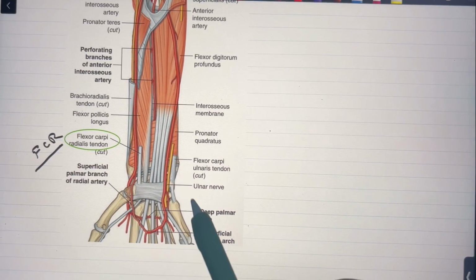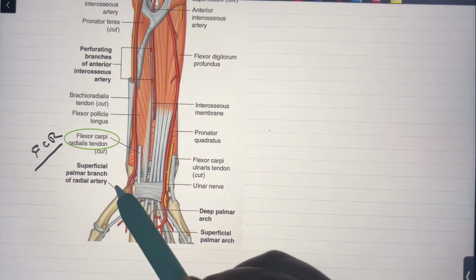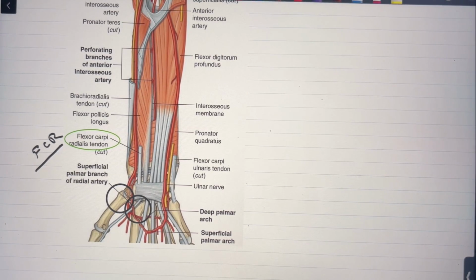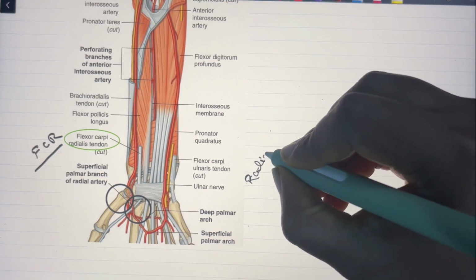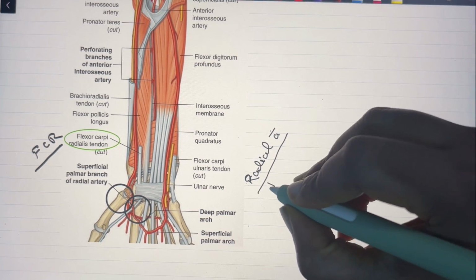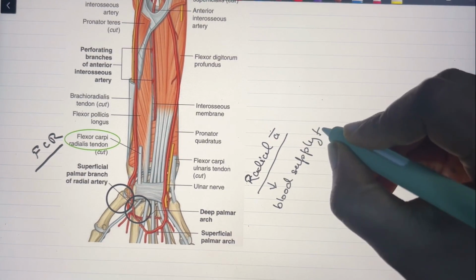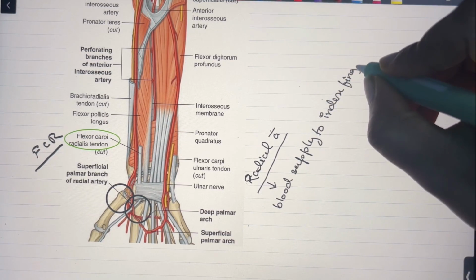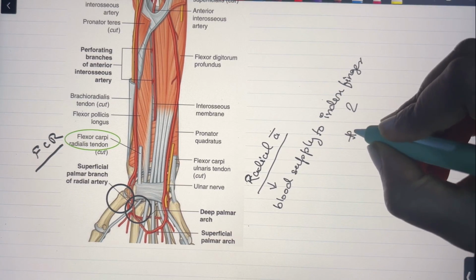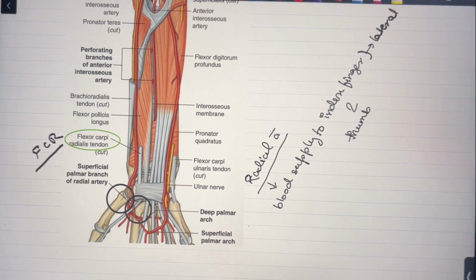At the wrist joint, it penetrates the posterolateral aspect of the hand between the base of the first and second metacarpal, and it gives major blood supply. This radial artery gives blood supply to the index finger and thumb, mostly the lateral aspect of the index finger.